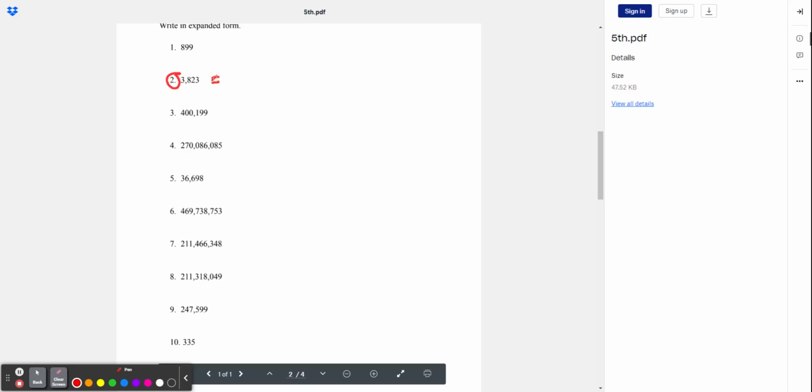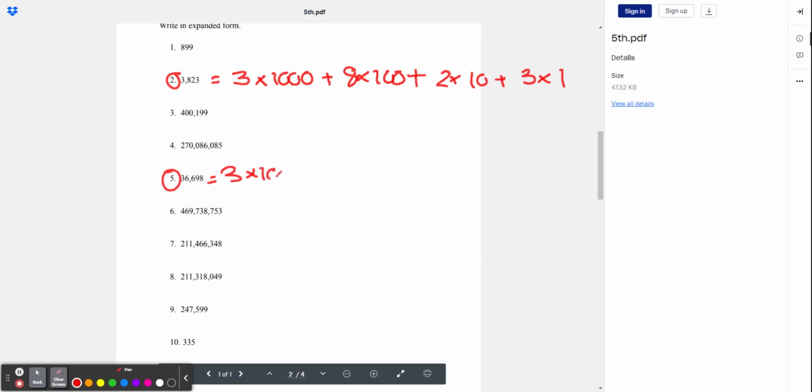Let's get 2. 3 is a thousandths place, so we're going to multiply 3 by 1,000. 8 is a hundredths place, so we're going to multiply by 100. 2 is a tenths place, multiply by 10. And 3 is the ones place, so multiply by 1. Let's get 5. 3 is a 10,000ths place, so multiply by 10,000. 6 is a thousandths place. 6 is the hundredths place. 9 is a tenths place. And 8 is a ones place.